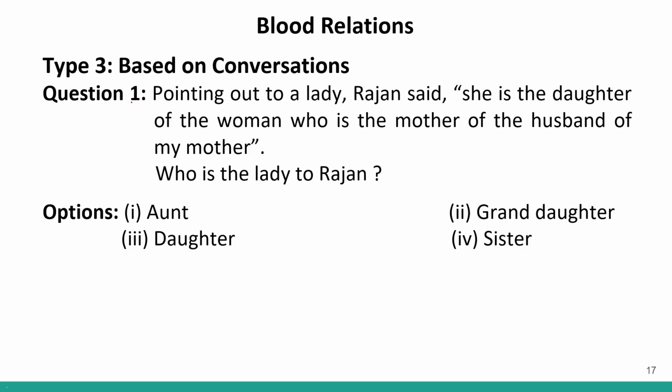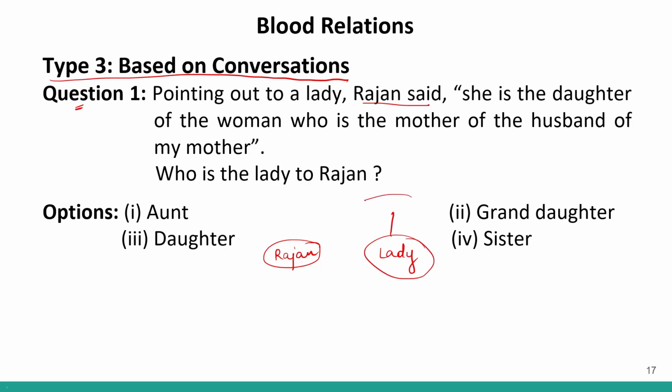Okay? Moving forward to type 3, that is based on conversation. So in these types of questions, we have certain conversations between people. We have to identify the relationship that is asked in the question based on these conversations. Okay? So let us look at question number 1. Question number 1 says, pointing out to a lady, Rajan said. So Rajan is saying this, okay?